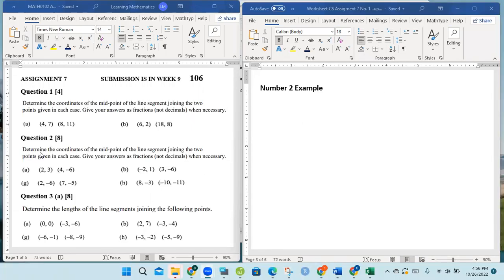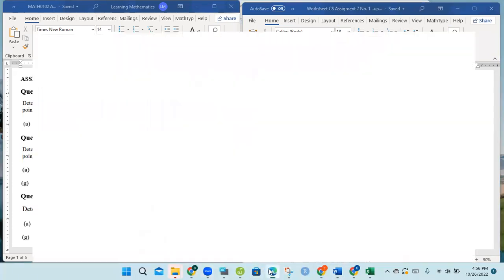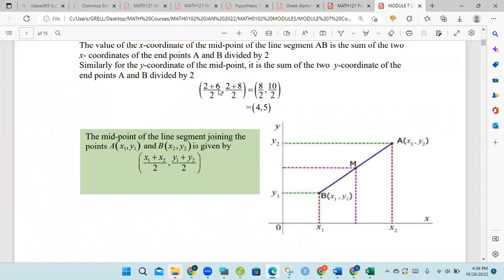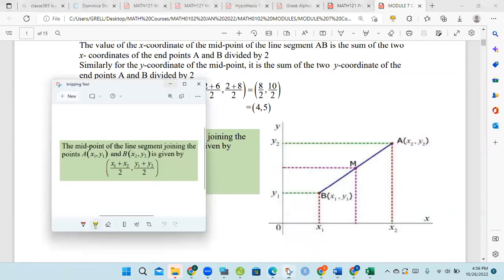Question number 2 says, determine the coordinates of the midpoint of the line segment joining the 2 points given in each case. Give your answers in fractions, not decimals when necessary. So the midpoint of a line, the information for this, you can get this in module number 7. Here is the formula for the midpoint for a line that joins 2 points. It's x1 plus x2 over 2, comma y1 plus y2 over 2.